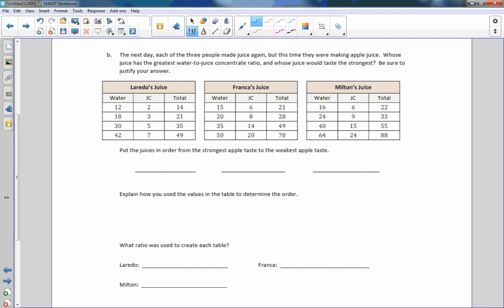Whose juice has the greatest water to juice concentrate ratio? And whose juice would taste the strongest? So we're asking the same questions again. So I'm going to do this in a different way here. We can look for comparisons.